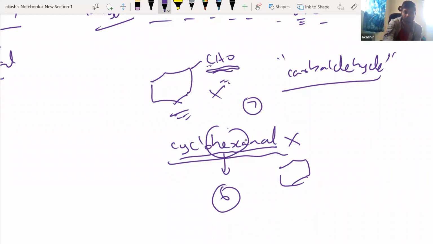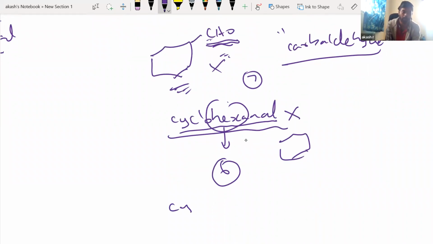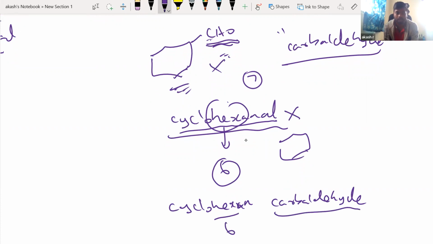Right. So now, how do we write this, people? The correct name of this compound is cyclohexane carbaldehyde. Very simple. Right, this is the name of the compound. Cyclohexane, obviously, you understand it is 6 carbon atoms. Carbaldehyde, 1 carbon atom, totally 7. So the correct name of the compound is cyclohexane carbaldehyde.